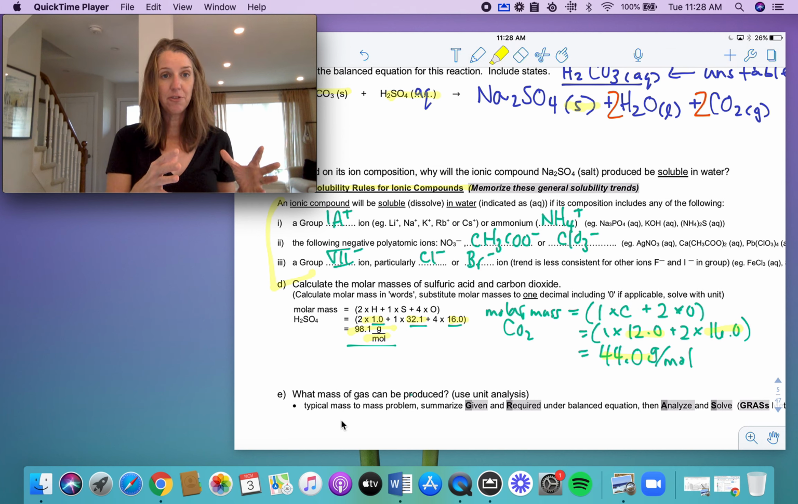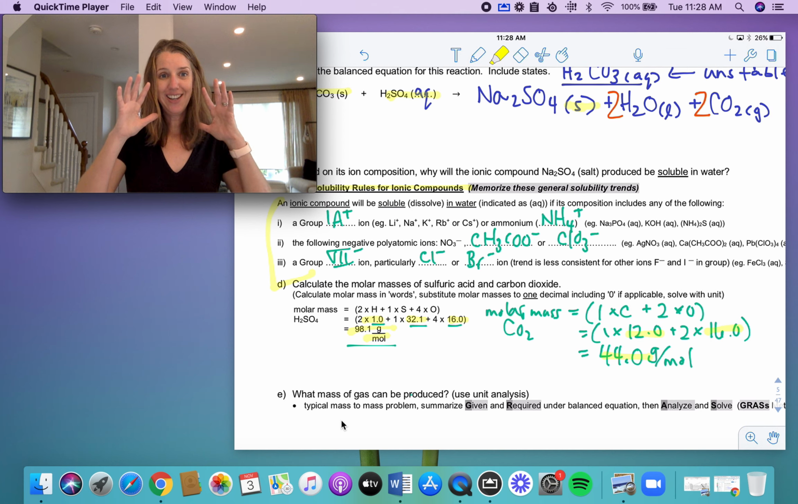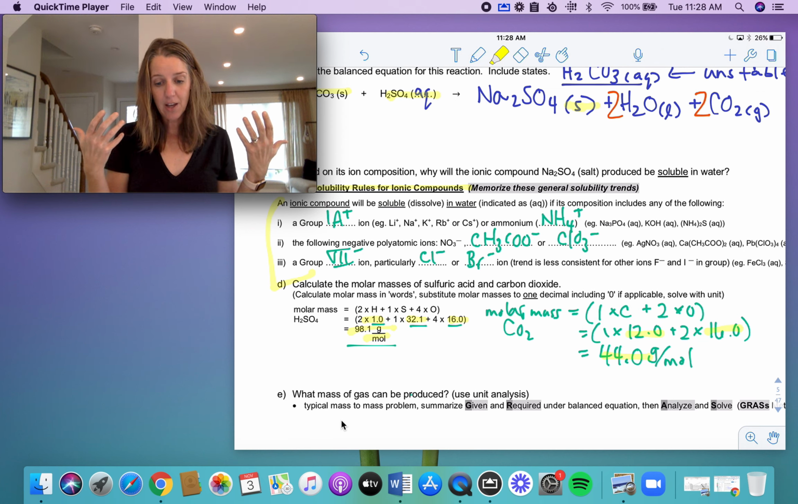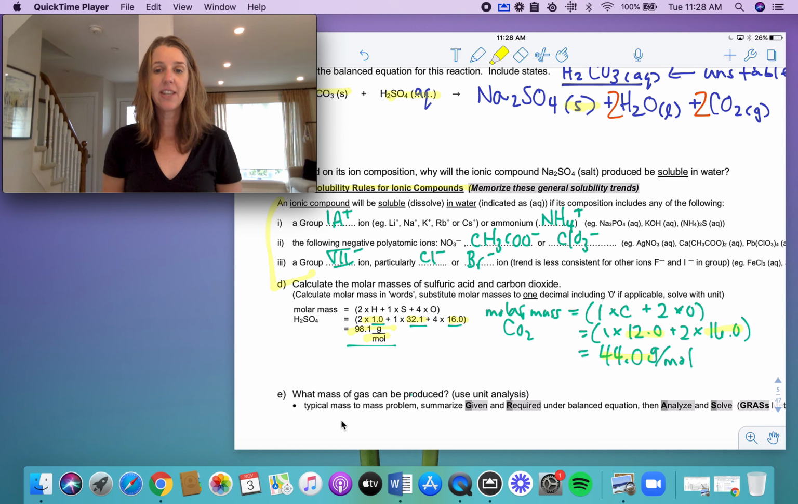So if I had a balloon filled with 44 grams of carbon dioxide, that'd be a big balloon. I would have 1 mole. I would have 1 mole, 6.02 times 10 to the 23 molecules of carbon dioxide. Okay, you have to remember that that's what that mole means. Remember, mole is a counting number.